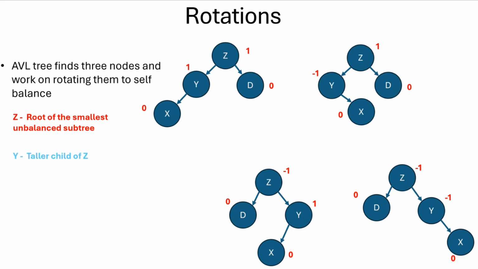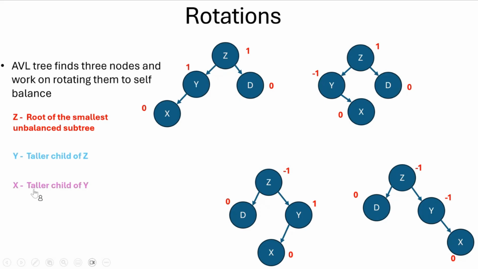y is the taller child of z. So basically, when z is unbalanced, we need to know whether it is unbalanced because of the left subtree or the right subtree. If it is unbalanced because of the left subtree, it means the left side of z is heavy and y is the root of that left subtree. So y is the taller child of z. Because of which subtree z becomes unbalanced, y represents the root of that subtree.